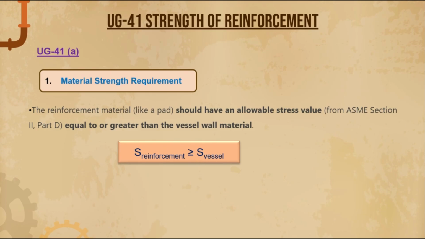So why do we need to satisfy this condition? Why should the reinforcement material be stronger than the vessel wall material? Because the reinforcement is meant to restore strength lost due to the opening. If the reinforcement is weaker, it won't compensate properly. So that's why we need to select high strength material for reinforcement. I hope you got this point. So let's go to the next point.